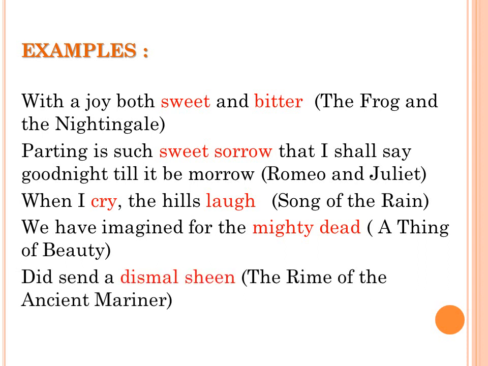Did send a dismal sheen. Dismal is disappointing and sheen is shine, brightness. But the brightness is disappointing because there is ice everywhere, which creates a disappointing scene.